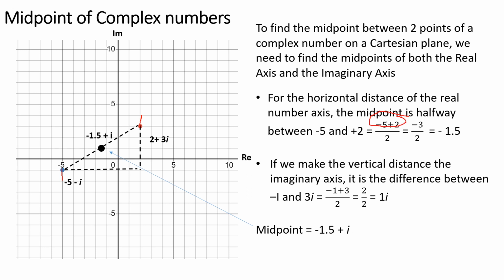-5 plus 2 is -3. I'm going to divide by 2 because I'm going halfway across. And that means on the real axis, it's -1.5. So here's 2, goes to 1, goes to 0, -1, -1.5 right here. And from -1.5 to 2 is 3.5, and then from -1.5 to -5 is another 3.5. So this is in the middle, right on the real axis.